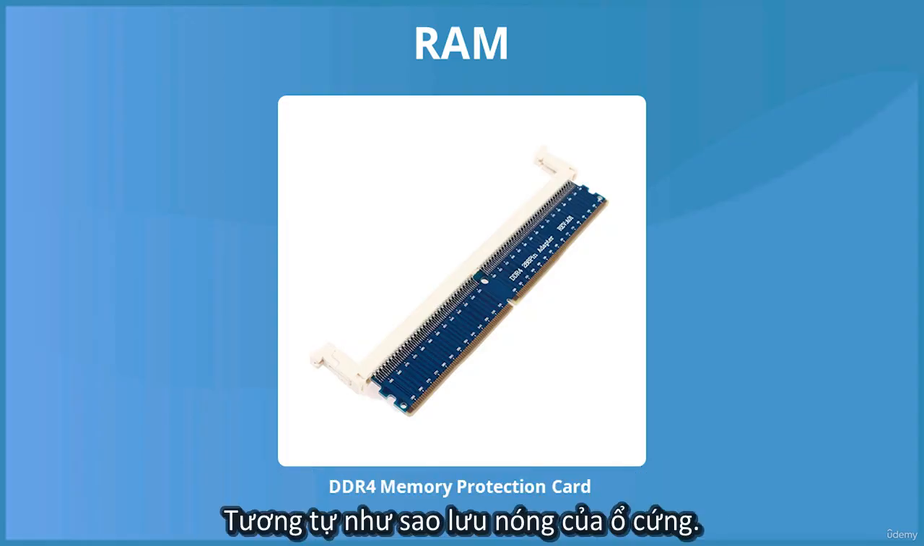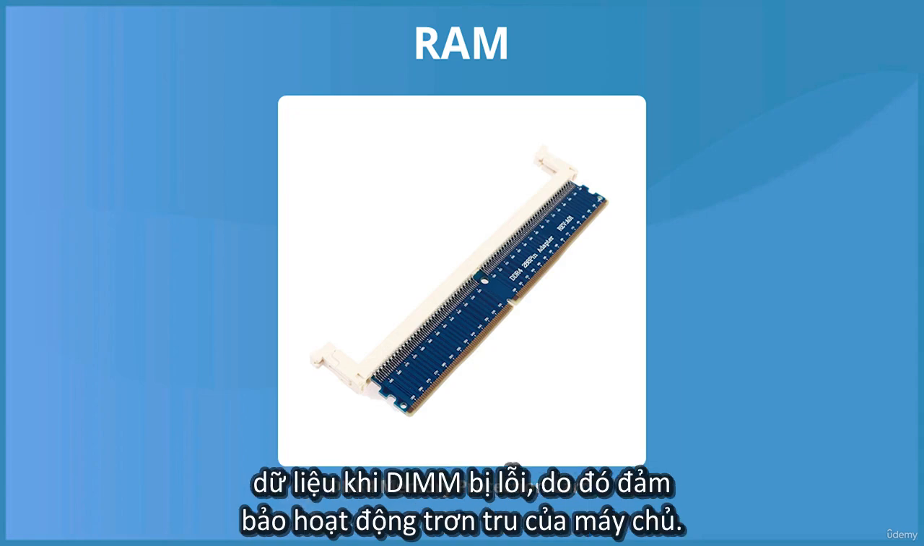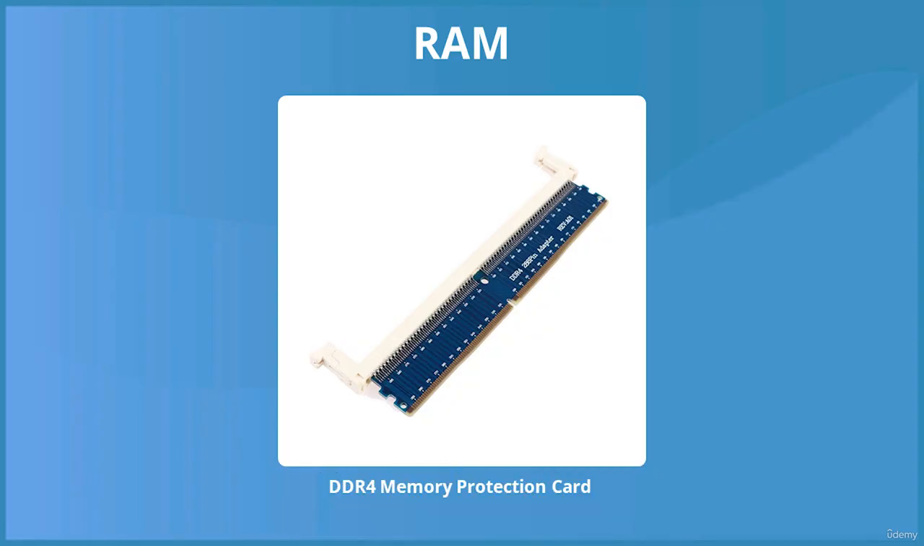Similar to the hot backup of hard disks, memory protection technology can use the spare bits to retrieve data when the DIMM fails, thus ensuring the smooth operation of the server. It can also correct up to 4 consecutive bit errors in each pair of DIMMs.